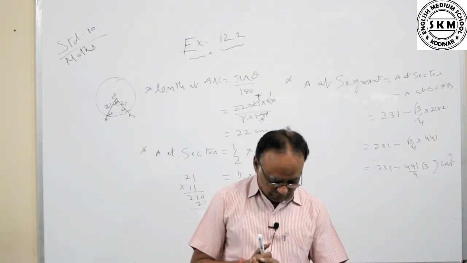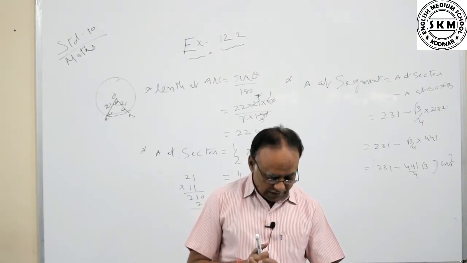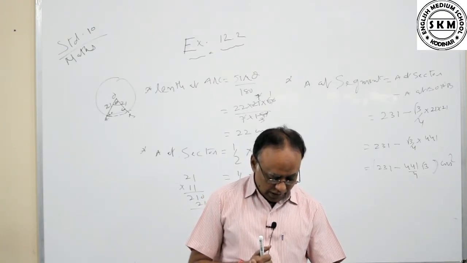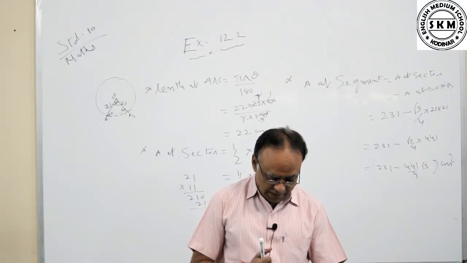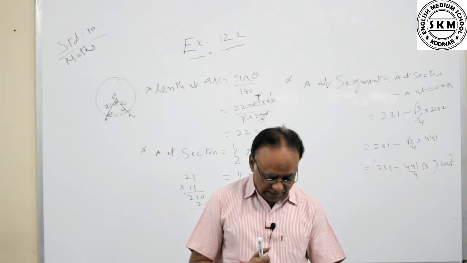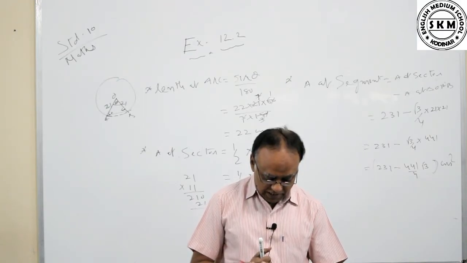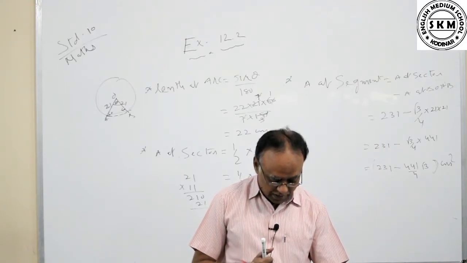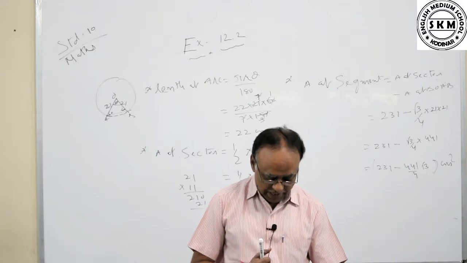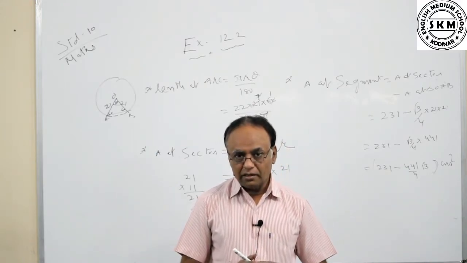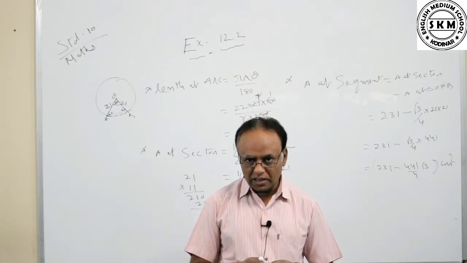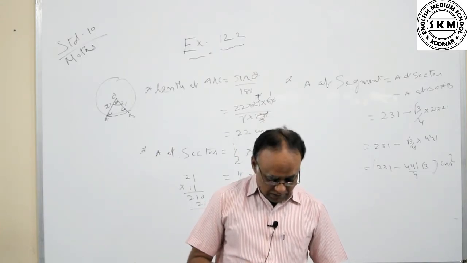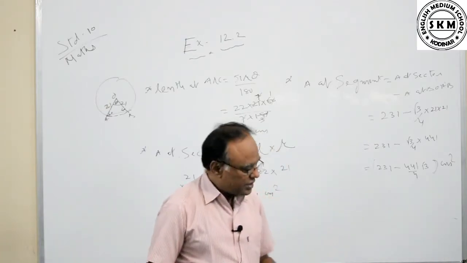Now example 6. A chord of a circle of radius 15 centimeter subtends an angle of 60 degrees at the center. Find the area of the corresponding minor and major segment. Here the question is about the segment. Sectors and segments are different. The radius here is given as 15.